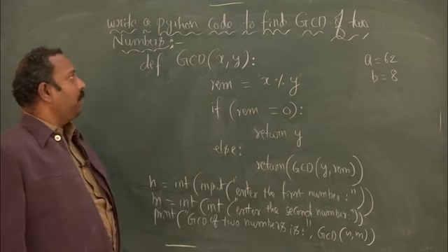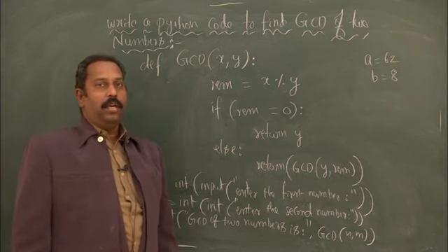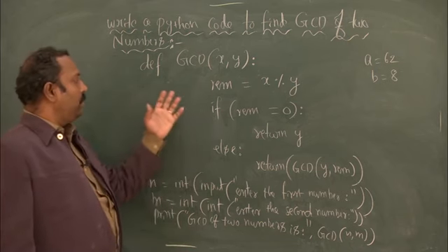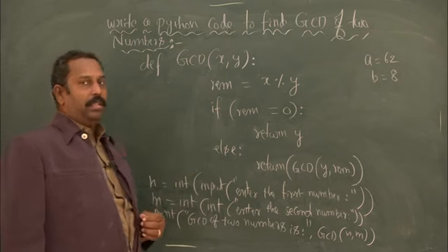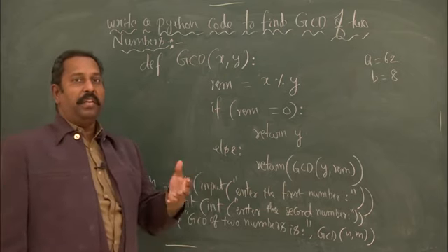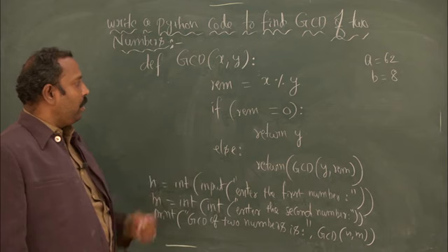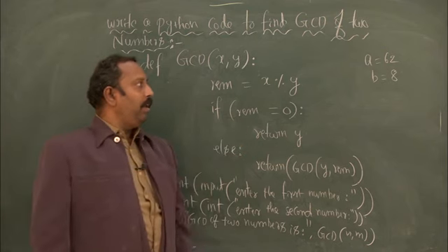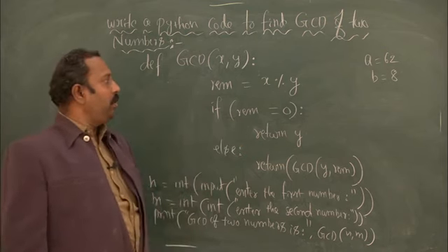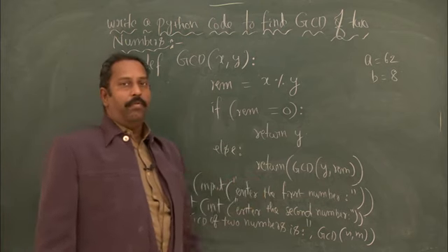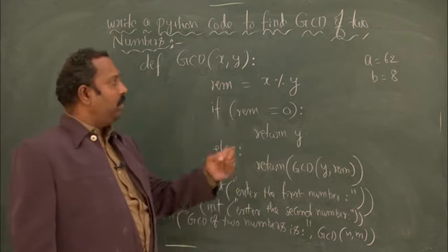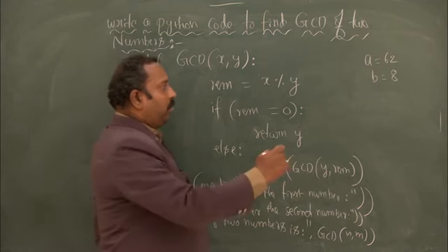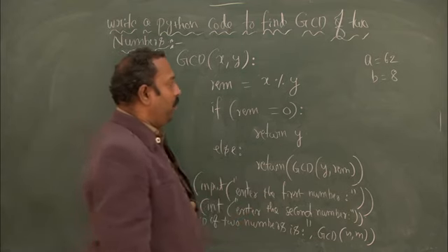So now write a Python code to find GCD of two numbers. This is the program to find the GCD of two numbers using recursion. For example, we have taken the A value equal to 62 and B value equal to 8. We want to find GCD of these two numbers A and B.